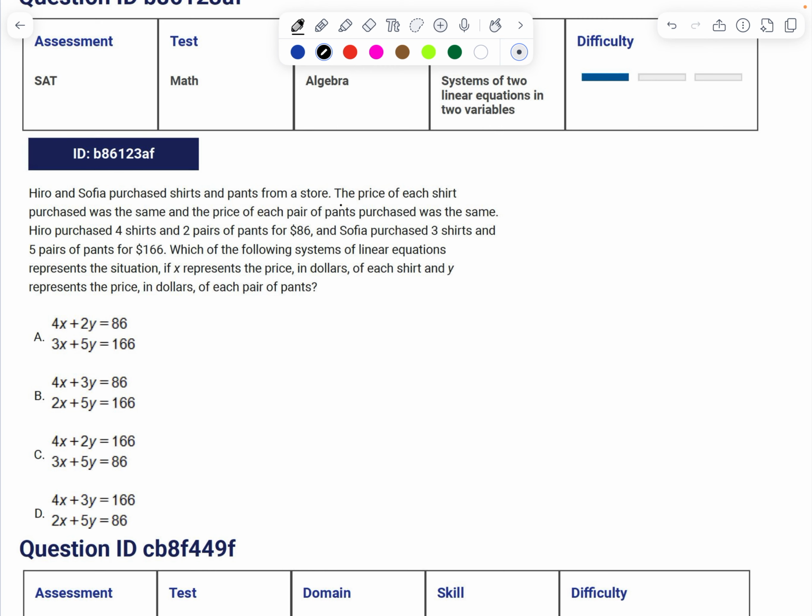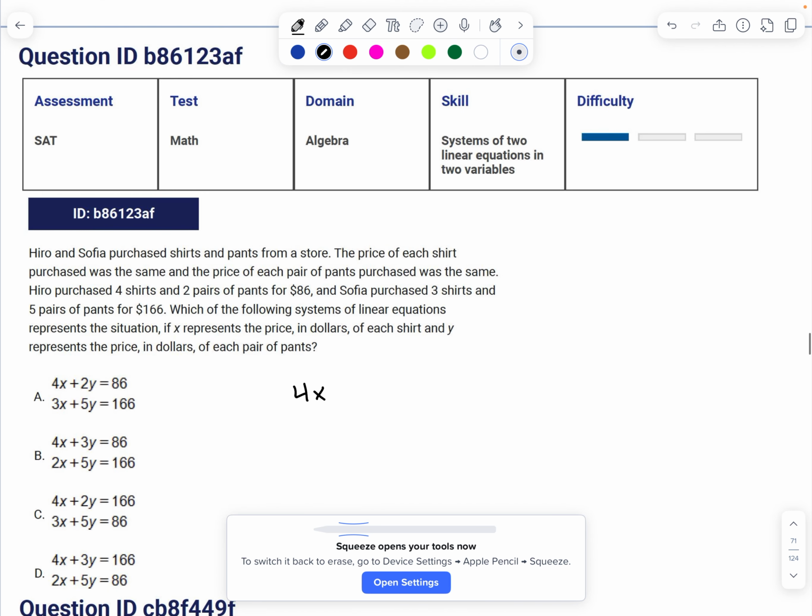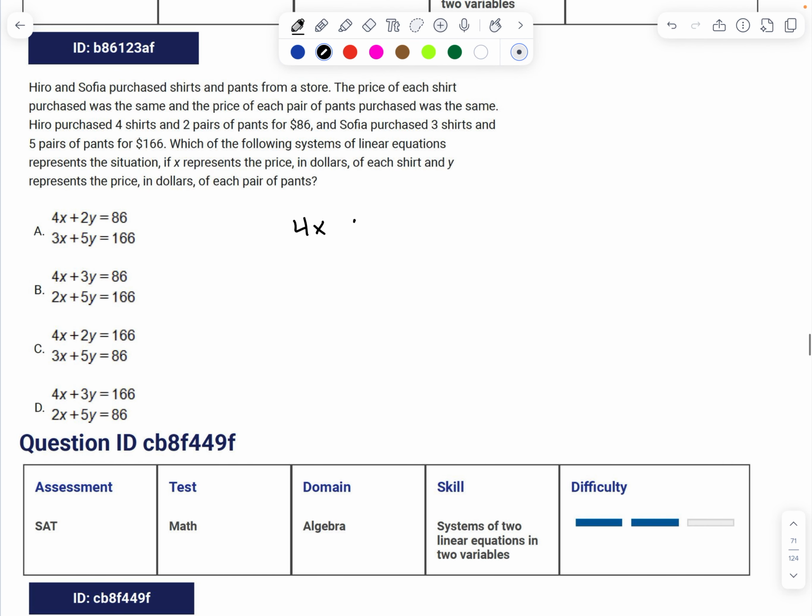I'm going to go through and just underline the important information here. The price of each shirt purchased was the same, and the price of each pair of pants purchased was the same. Ryo purchased 4 shirts and 2 pairs of pants for $86. So 4 shirts, let's call shirts X, and 2 pairs for $86. So far we have this important information here. That eliminates this one and this one. So we're left with these two, A or C. Without even going any further, I know that this has to be A because that matches my equation here.